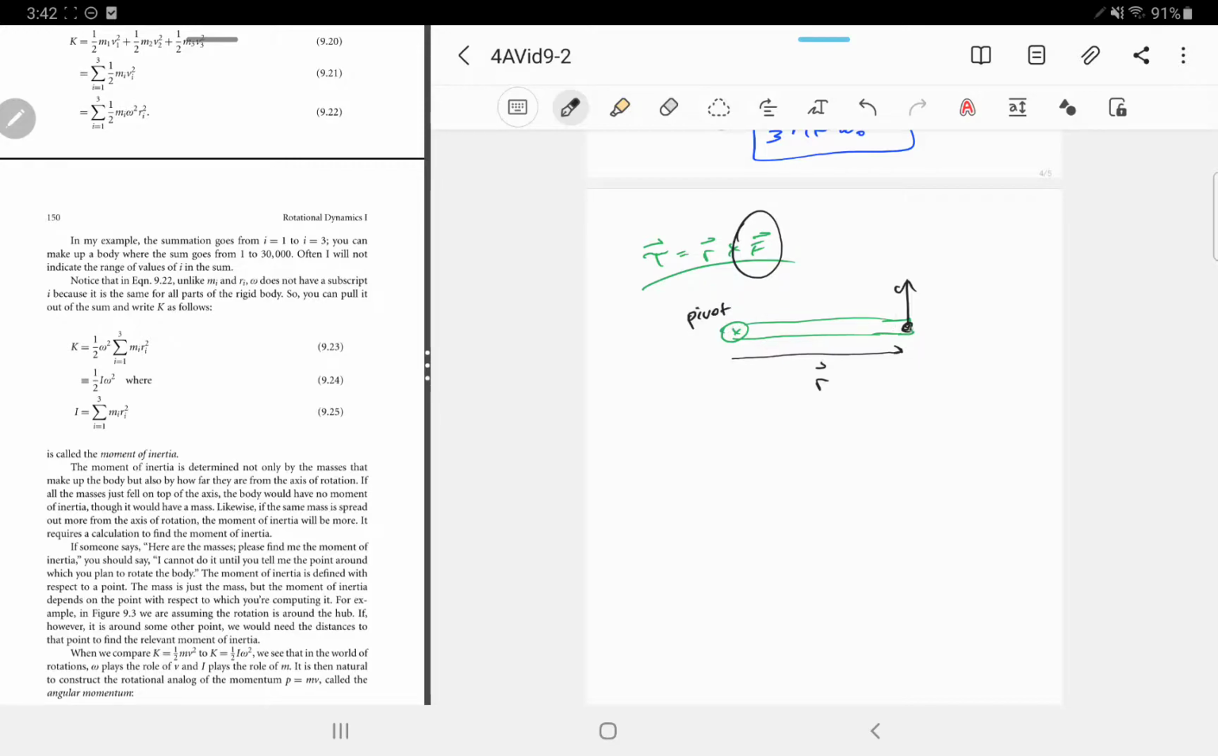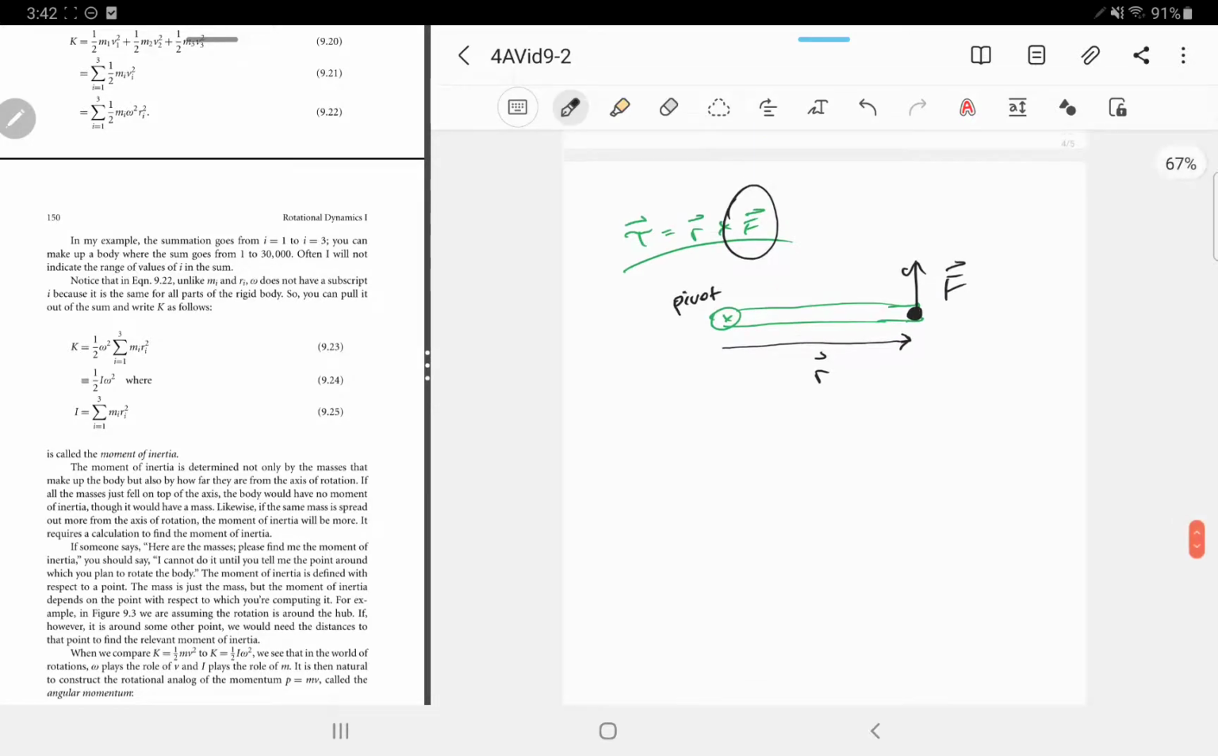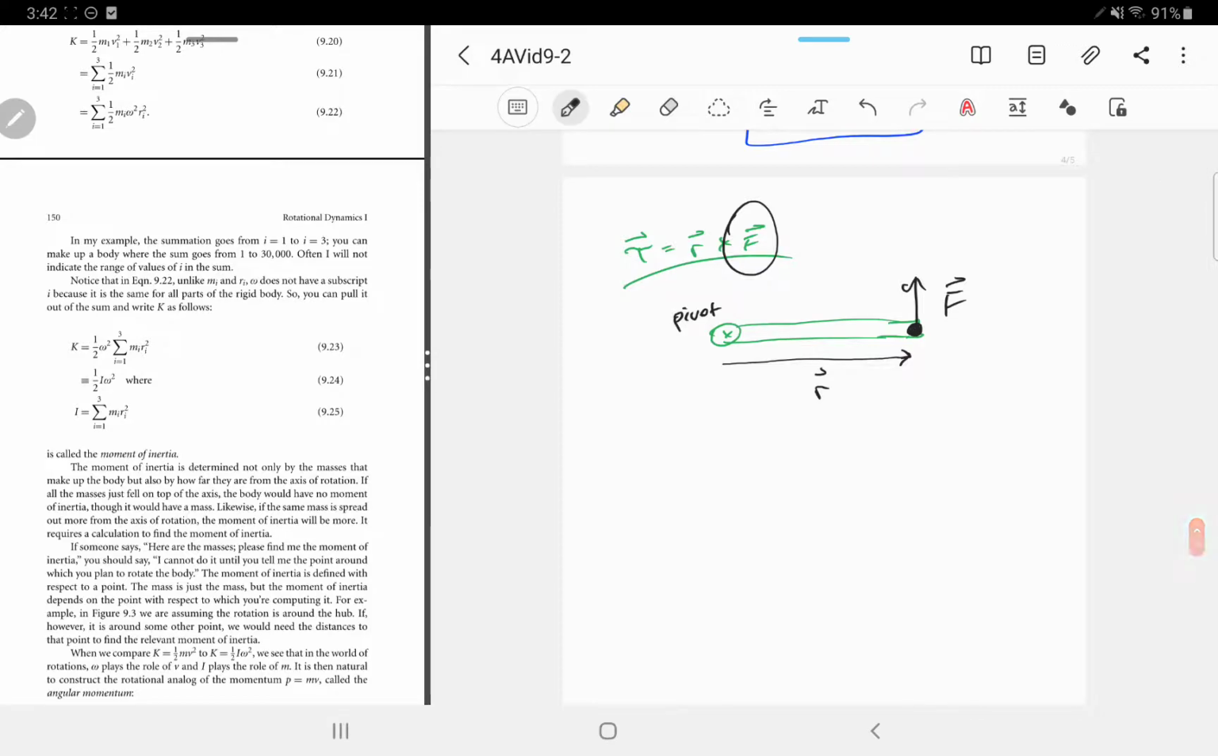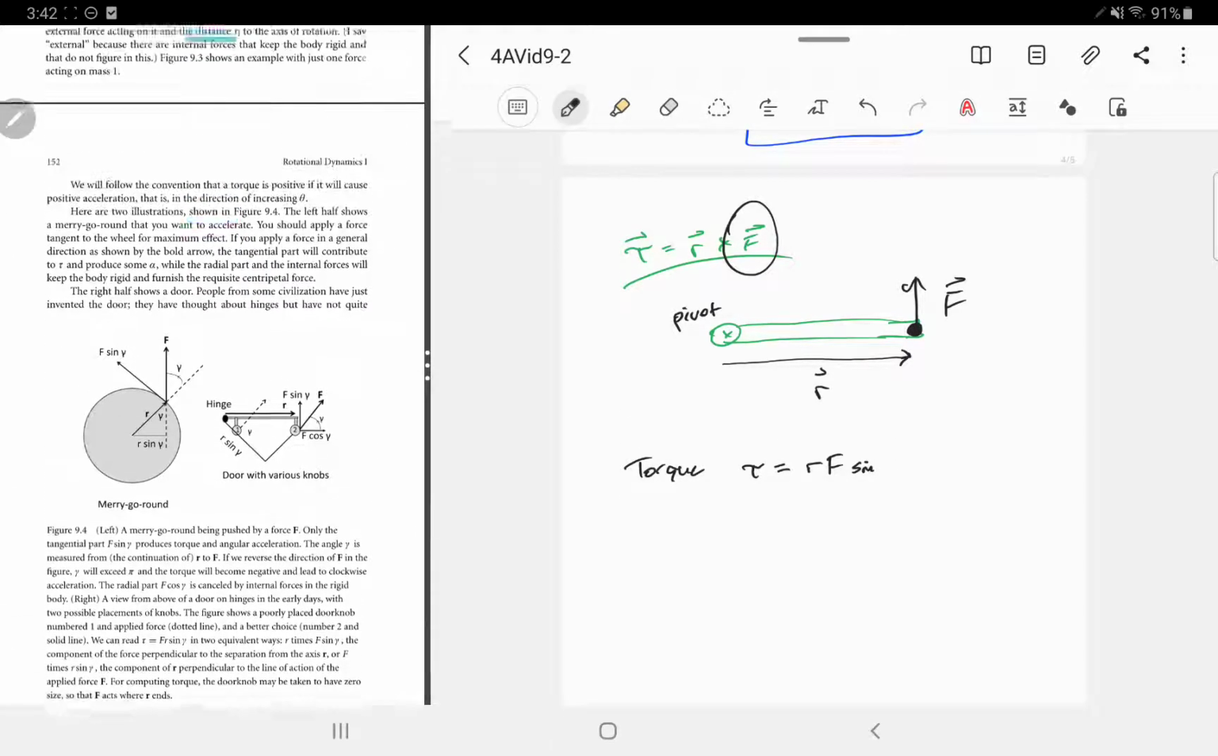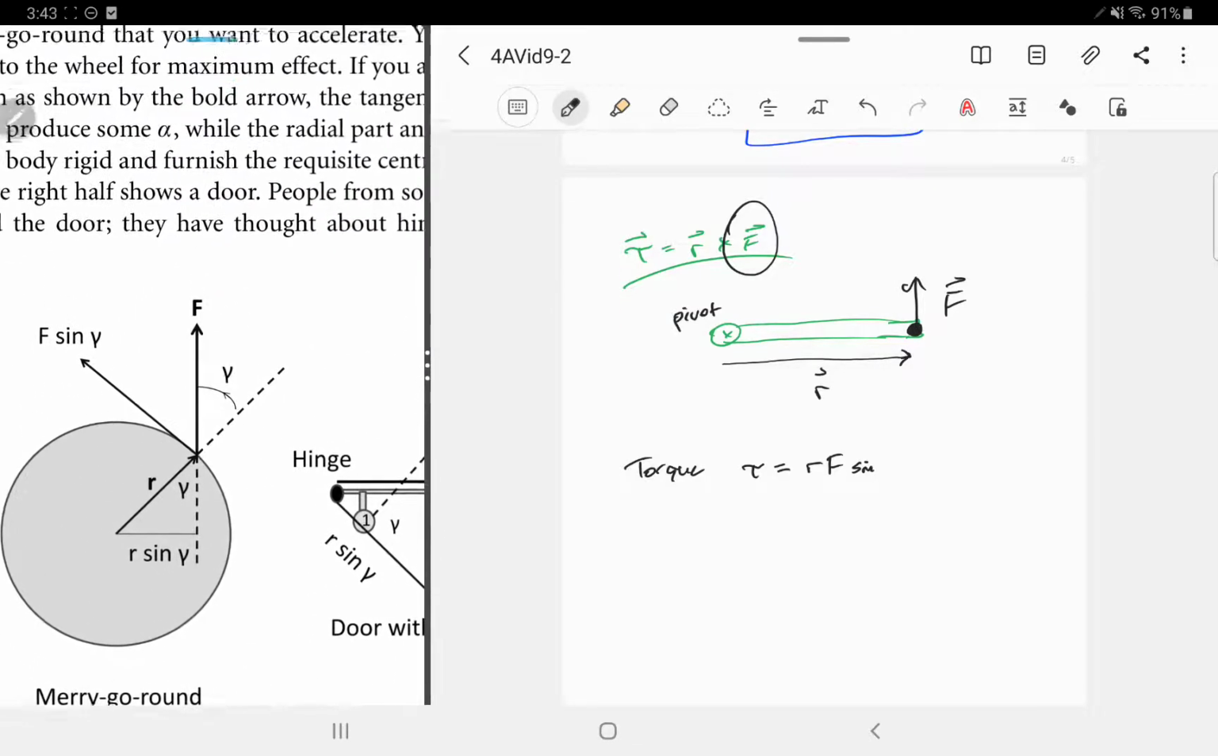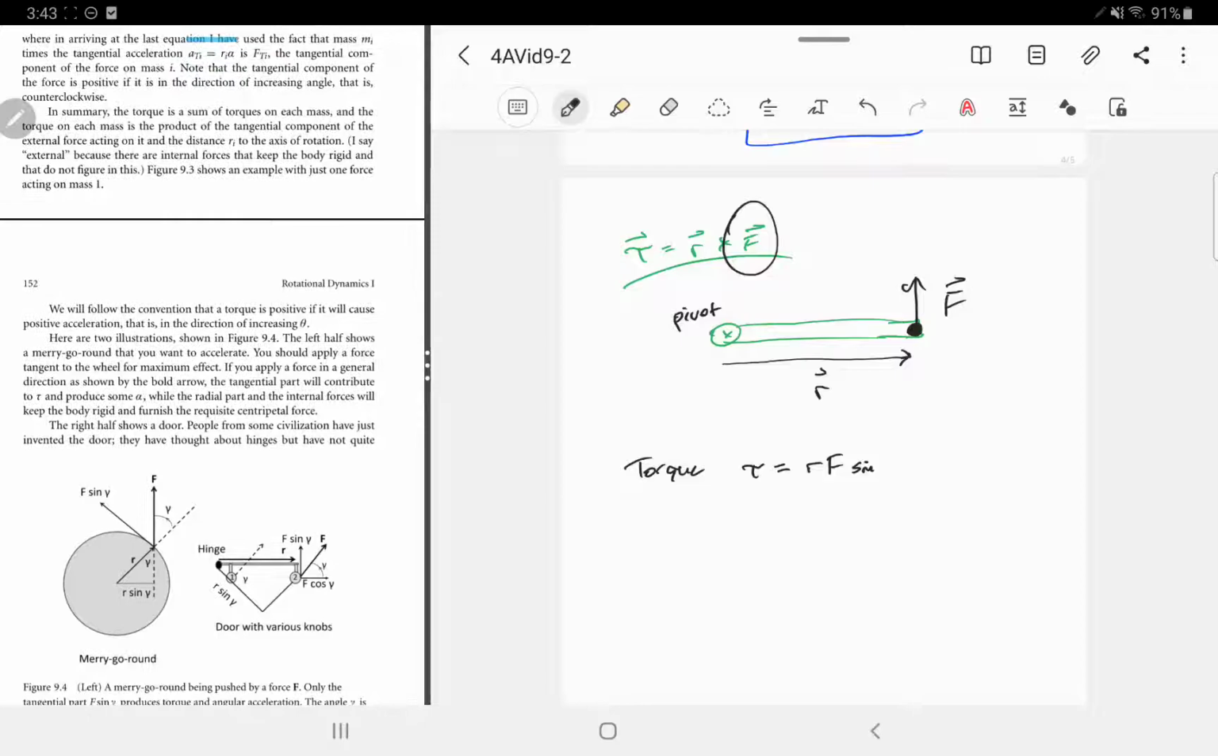So r is from the pivot to the point where the force is being applied. And then the force has some vector. This cross product is a vector in 3D. If you use your right hand, and your SI leaders are going to talk more about the right hand rule, r cross F is pointing out of the page. So this gives a torque tau, which is r times F times sine of the angle between r and F. I think your book uses gamma for this. See the gamma right there? That's the angle between r and F vectors.